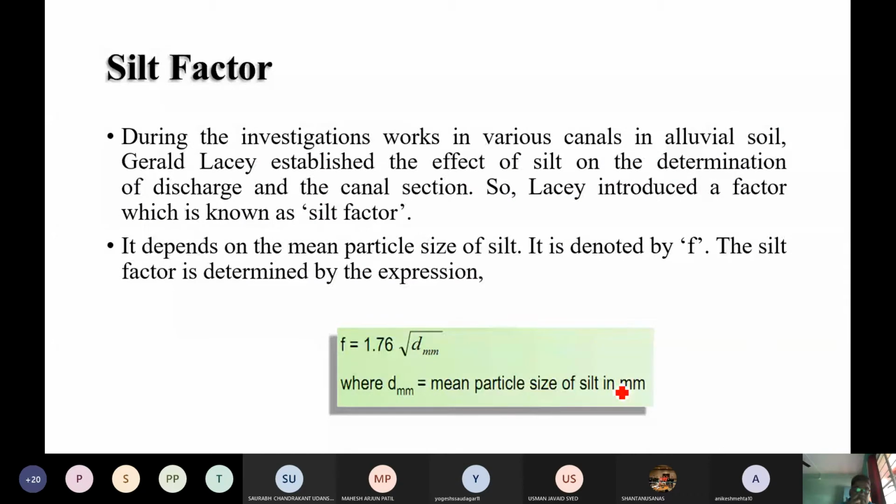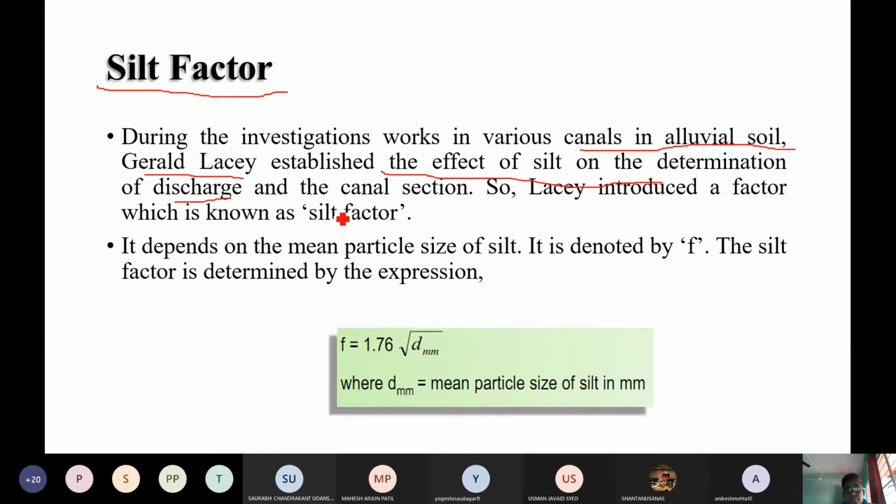Now let us see the next important term, silt factor. This factor you apply particularly for alluvial soils. So during the investigation of the works, if the canal is aligned in alluvial soils, then Gerald Lacey's theory was developed first, before Kennedy's theory. He established the effect of silt on the determination of discharge and observed the entire effect of silt on the discharge parameter as well as on this CVR ratio.